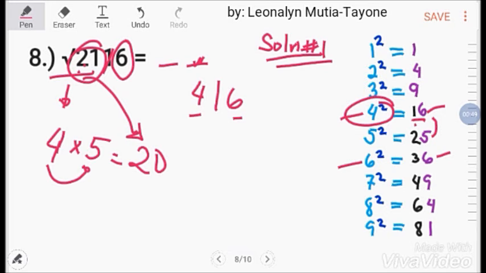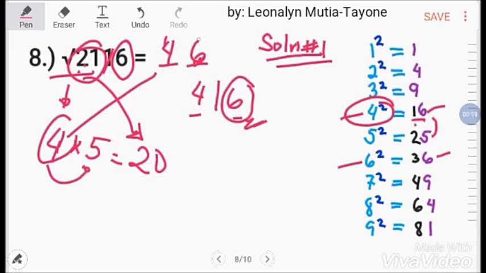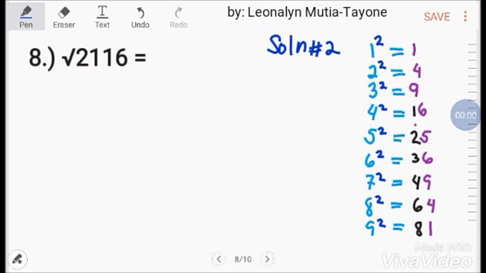21 is greater than 20. So, ibig sabihin, ito yung i-choose natin na pangpares natin sa 4. So, the answer is 46.